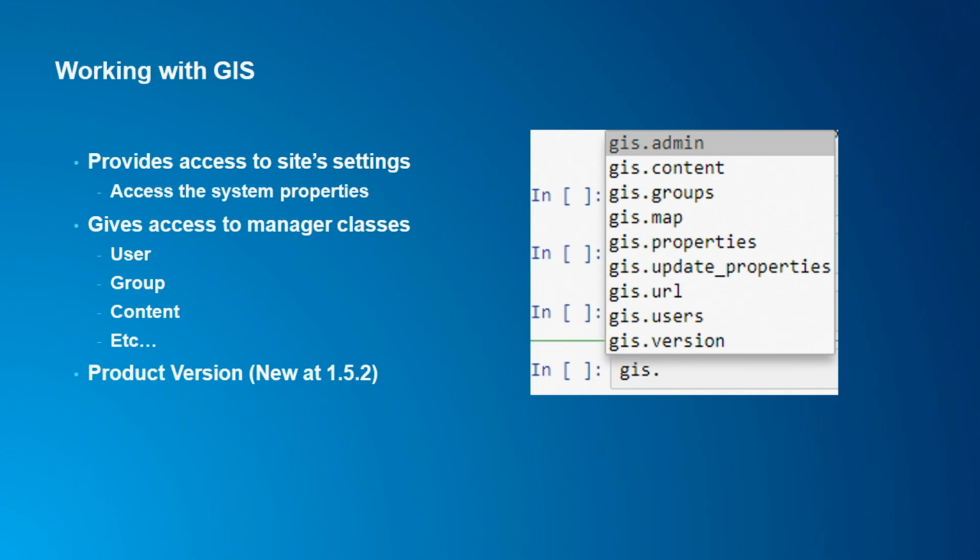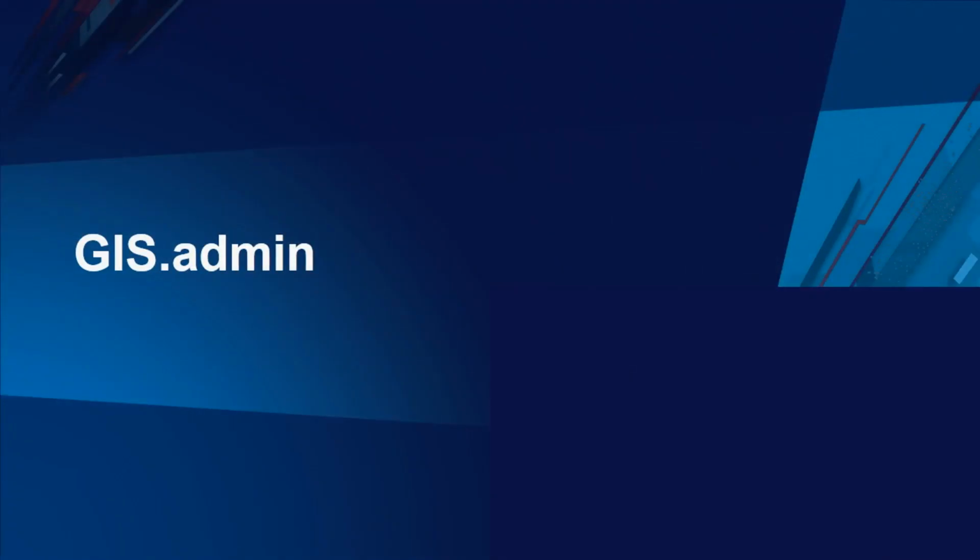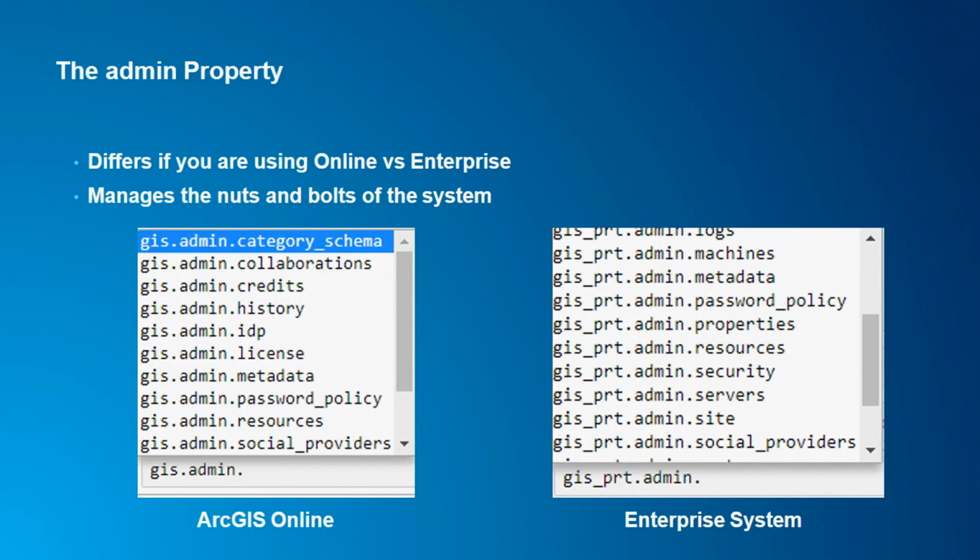So you can use a user manager, a group manager, a content manager, all accessible off this GIS class. And I'll talk a little bit about those more when I show you the script and we look at what was run with that script. So off this GIS class, there is an admin property, which is another module implemented as a property that gives you access to all the underlying architecture of your system.